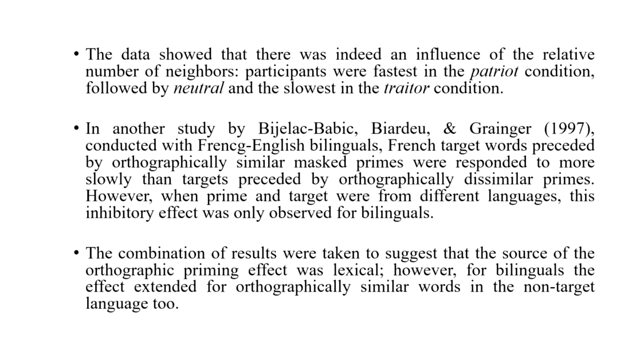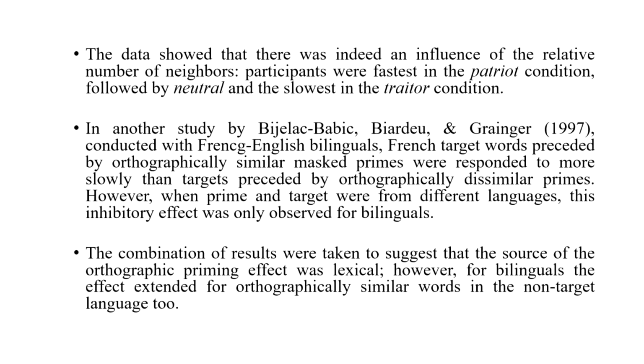The data actually showed that there was indeed an influence of the relative number of neighbors. Participants were shown to be fastest in the patriot condition, followed by the neutral condition, and they were slowest in the traitor condition. This tells us that the amount of neighbors activated in the French or the non-target language here was actually having an influence on the participants' response times.